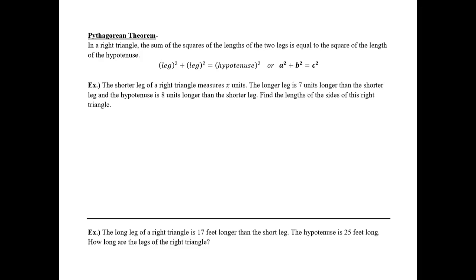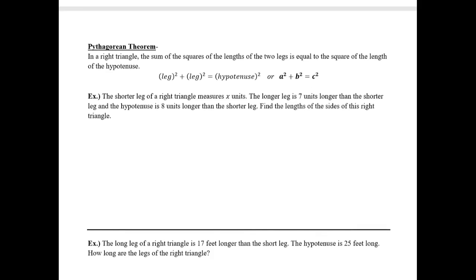In this video, we're going to be talking about applications of polynomial equations, and in particular, the Pythagorean theorem. The Pythagorean theorem applies to right triangles, and it says if I have a right triangle, meaning there's a 90-degree angle, then the sum of the squares of the legs equals the square of the hypotenuse.